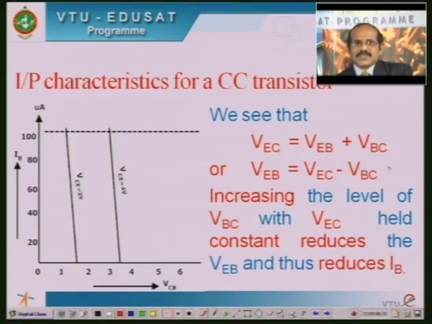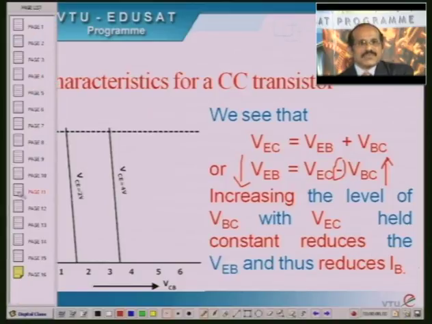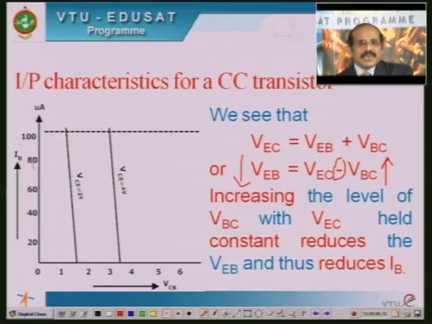So, whenever I increase VBC, VEB will decrease. It is only because of the negative sign attached to VBC here. So, when VBE decreases, naturally what happens to IB? IB will decrease. So IB is getting decreased here.